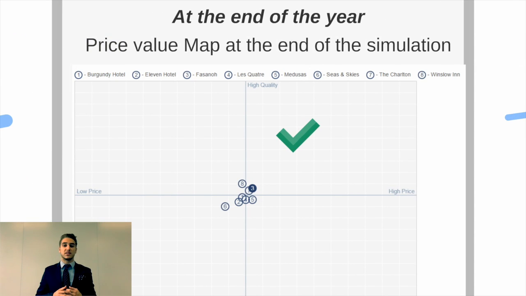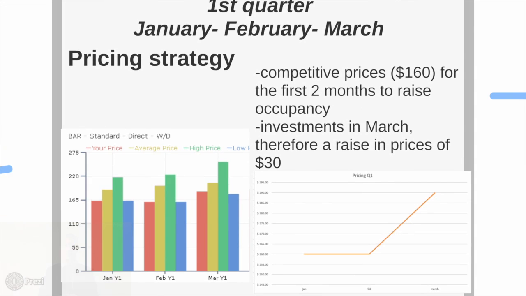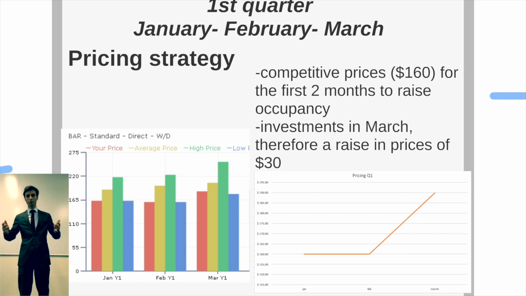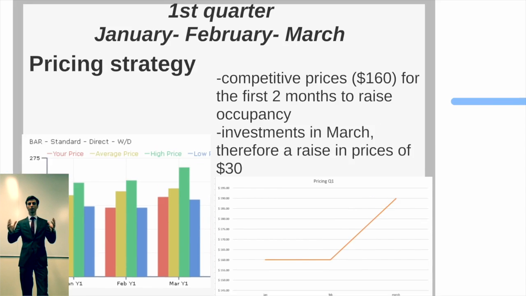Overall, thanks to our facilities and fair prices in line with the quality of our hotel, the Fasanoh Hotel managed to be one of the best hotels in terms of quality and prices. Concerning pricing, we decided to start with an average BAR standard rate of $160 and agreed to increase it up to $190 at the end of the quarter. We wanted to keep low competitive prices so as to capture most of the transient market.